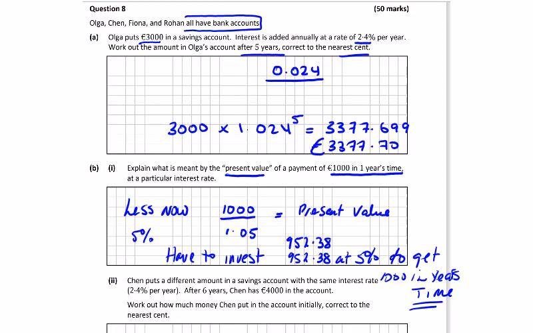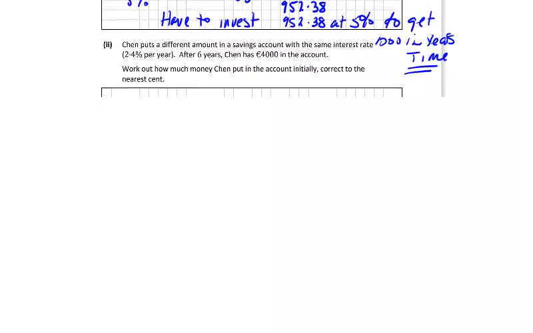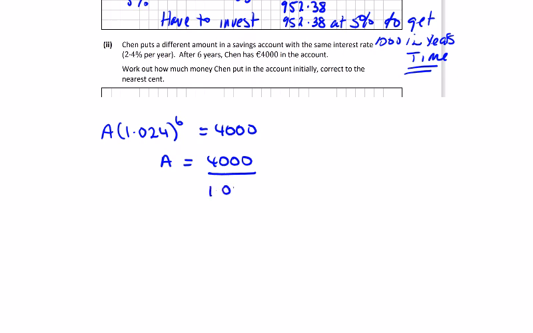Chen puts a different amount into a savings account at the same interest rate, and after 6 years Chen has this much. So we have the answer to what Chen has. 4,000. We don't know the amount, but he has invested at 1.024 to the power of 6. So the amount that he's invested is just 4,000. Just manipulation of the present value future value formula. 1.024 to the power of 6.